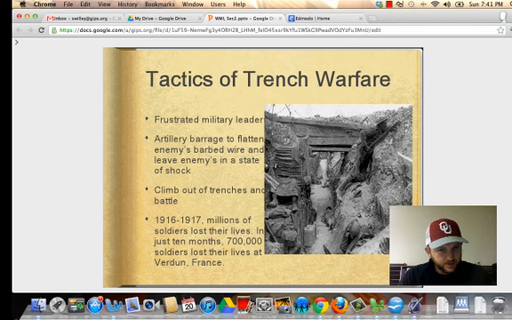And the last thing it says on this page, it says describe and explain the tactics of trench warfare in 3 to 5 sentences. So if you want to go to Google tactics of trench warfare, or look in your book, or use the slides here, feel free to, but you need 3 to 5 complete sentences. It goes on and says that in 1916 and 1917, millions of soldiers lost their lives. In just 10 months, 700,000 soldiers lost their lives in Verdun, and that is in France.